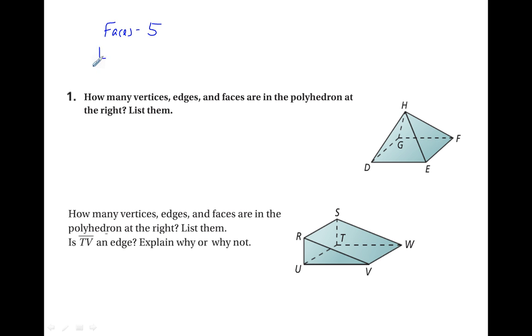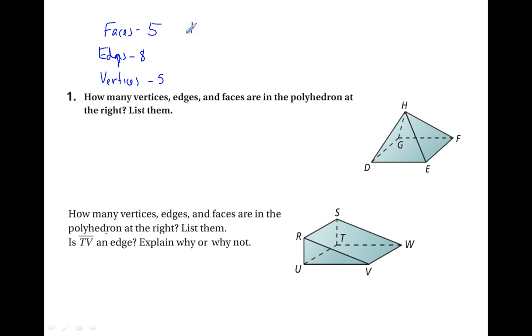Now in terms of edges, I have this as an edge, 2, and then 1 back here, and 4, and then on the bottom, those 4, so I have 8 edges. And then for vertices, we want to count all the corners, right? So we have these 4 corners on the bottom, and then the one at the top, so we have 5 total.